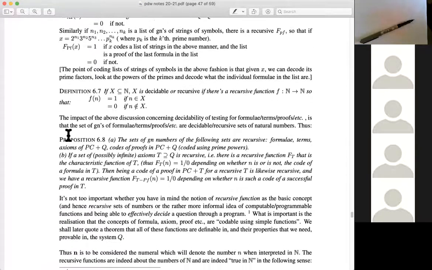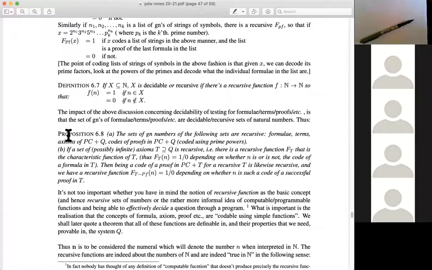And we define a set of numbers X to be recursive, or in the literature it's called decidable, if there's a recursive function f which is the characteristic function of X. It returns us a 1 or a 0.